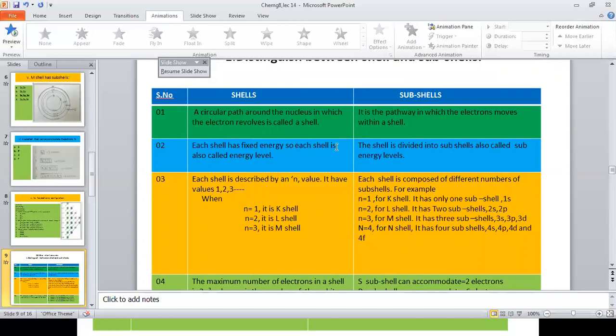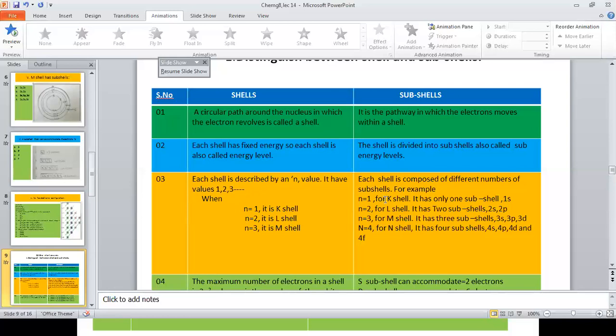And point number 2 for subshell: the shell is divided into subshells, and a subshell also has fixed energy, so it is called a sub-energy level. Shells are called energy levels and subshells are called sub-energy levels. Point number 3: each shell is described by an n value. It has values 1, 2, 3. Shell number 1 is called K shell, shell number 2 is called L shell, and shell number 3 is called M shell, and so on.